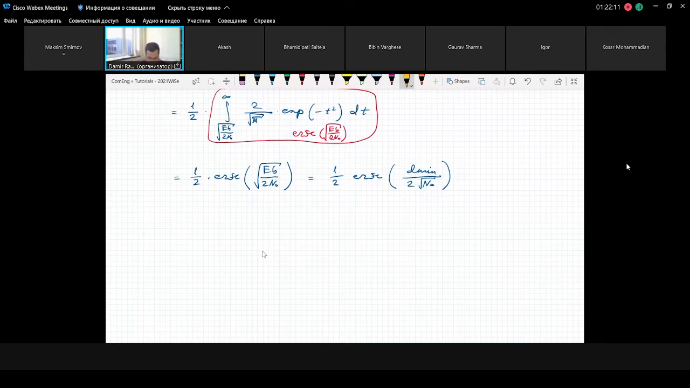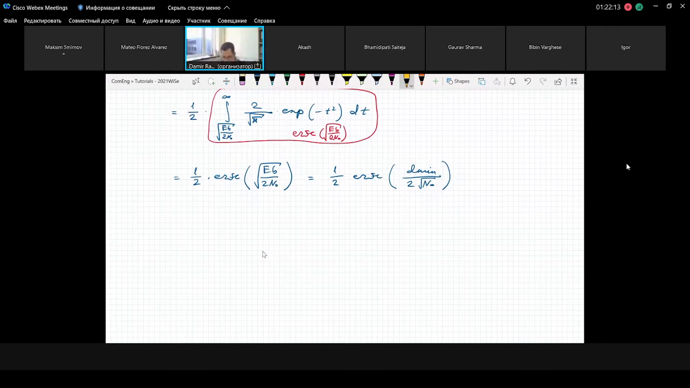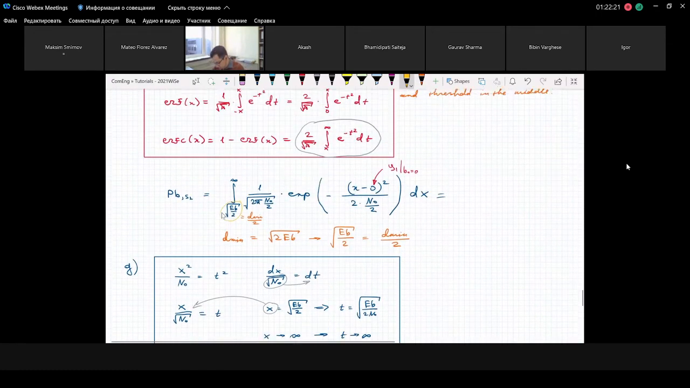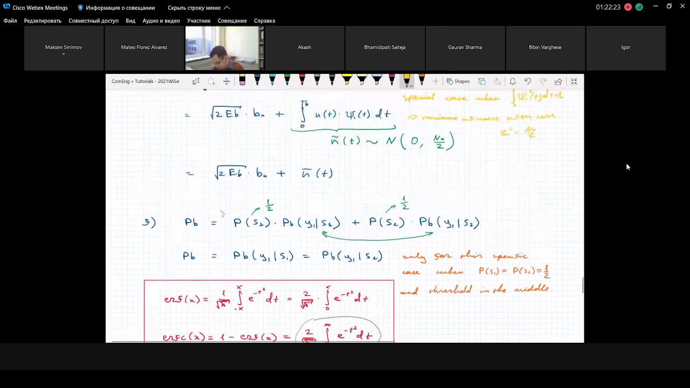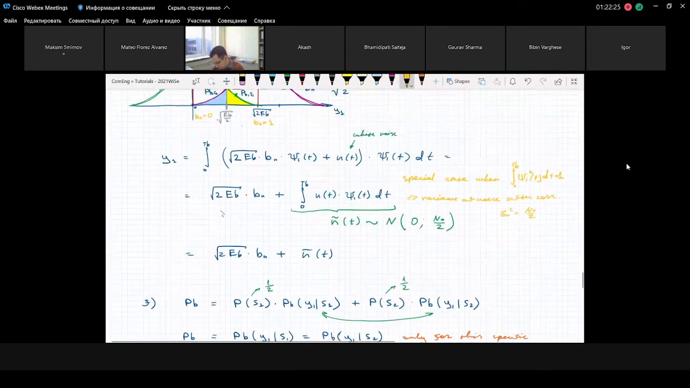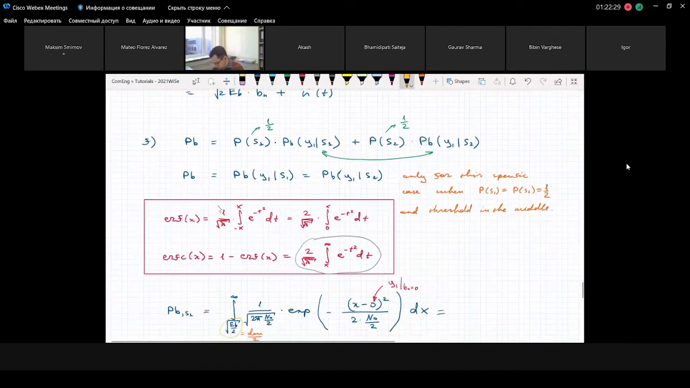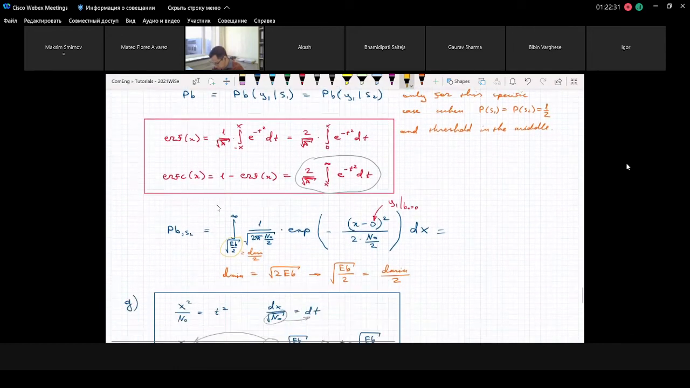I'm sorry, I didn't understand the step where we pass from the probability of bit error, which we were describing with a normal distribution, to the error function. I didn't understand how we perform these substitutions. Can you explain the G point again, please?